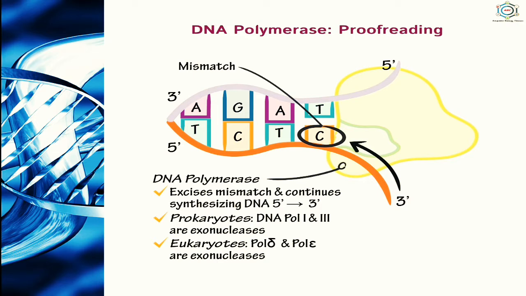The role of DNA polymerase is to excise mismatches and continue synthesizing DNA in the 5' to 3' direction. In prokaryotes, DNA polymerase I and III have exonuclease activity. In eukaryotes, polymerase delta and polymerase epsilon have exonuclease activity. So, these are DNA polymerase and reverse transcriptase, which are synthesizing enzymes.